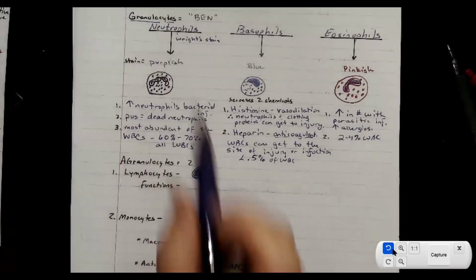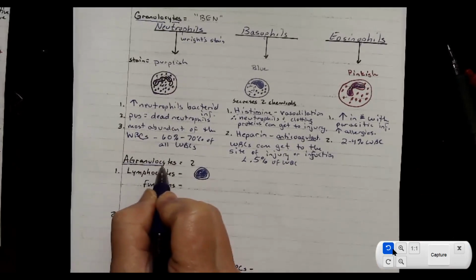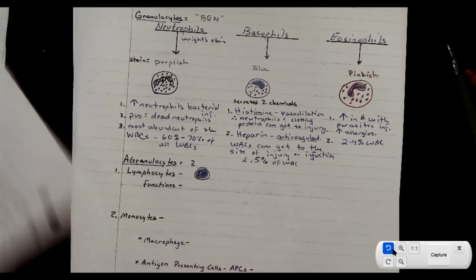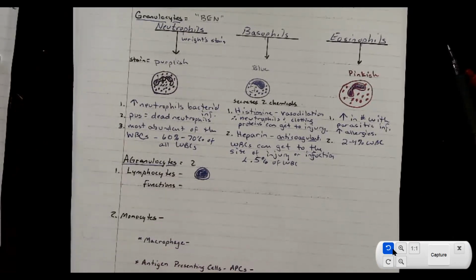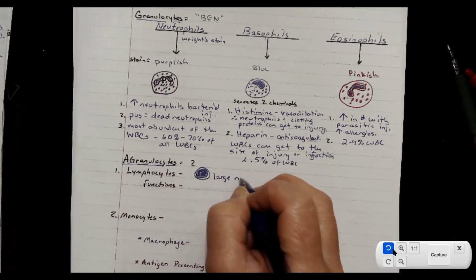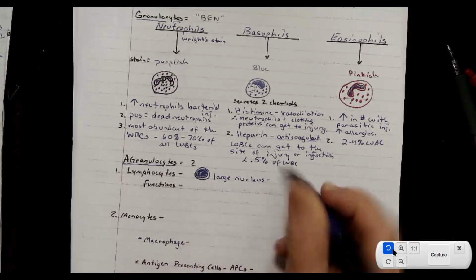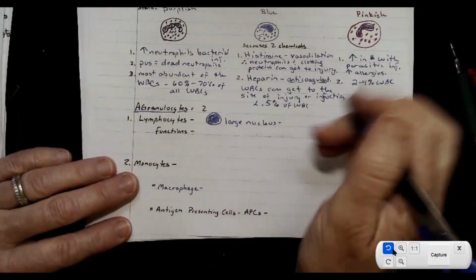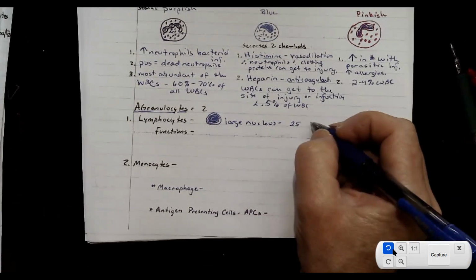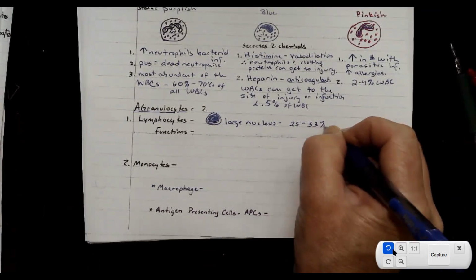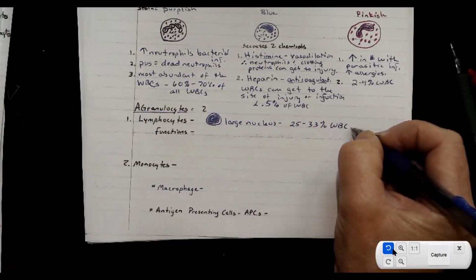So these are the granulocytes. Now let's talk about the agranulocytes. There's two types. The lymphocytes. They have a huge, large nucleus. They make up 25 to 33% of the white blood cell count. So second in abundance to the neutrophils.